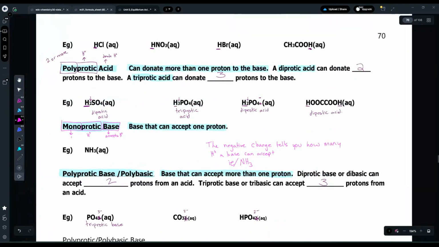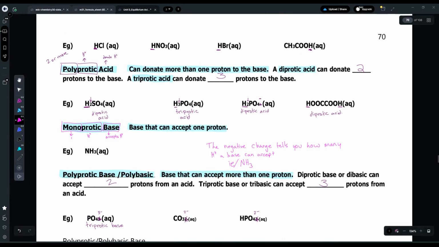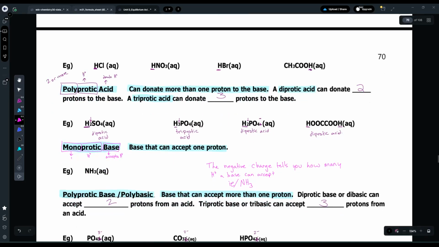Okay, so again, with bases, look at the charge to tell you how many protons a base can accept, with the exception being ammonia. Whereas for acids, look at how many acidic hydrogens are contained within the chemical formula for that acid. Acidic hydrogens are going to occur either at the very beginning of the chemical formula or at the end of COOH. Those are where your acidic hydrogens are going to be for acids.